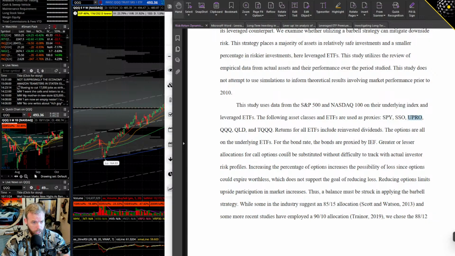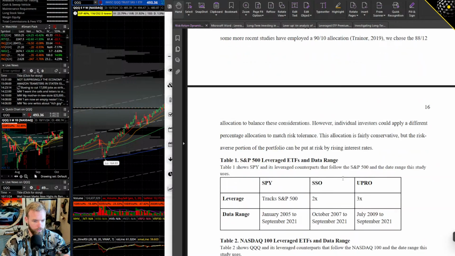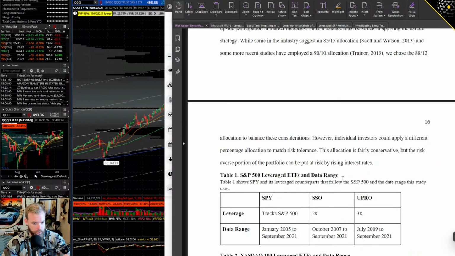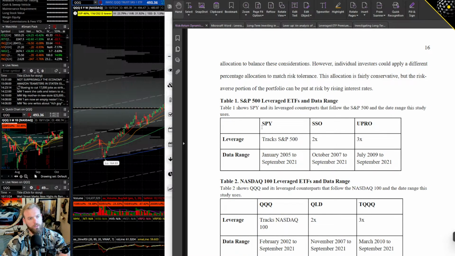Greater or lesser allocation for call options could be substituted without difficulty to track with actual investor risk profiles, okay? Increasing the percentage of options, increasing the possibility of loss. Yes, of course. A balance must be struck. Yes. While some in the industry suggest 85-15 and 90-10, we chose the 88-12. Okay, we're getting real specific here, gotta say. However, individual investors could apply different percentages. Okay, let's see.